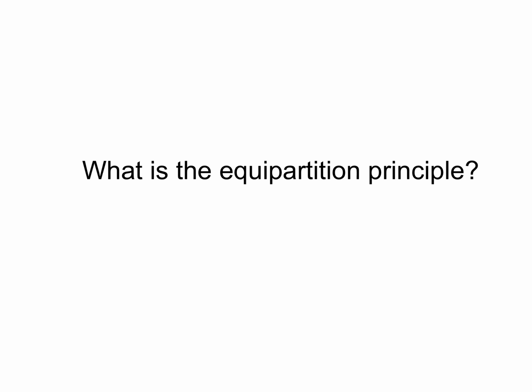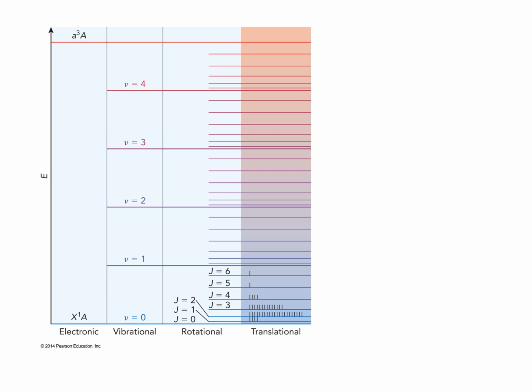An important concept in statistical mechanics is the equipartition principle. Let's look at what this principle tells us. Let's take a look at our energy level diagram again. Let's imagine that I have enough energy in my system that corresponds to the amount of energy required to excite an electronic state.